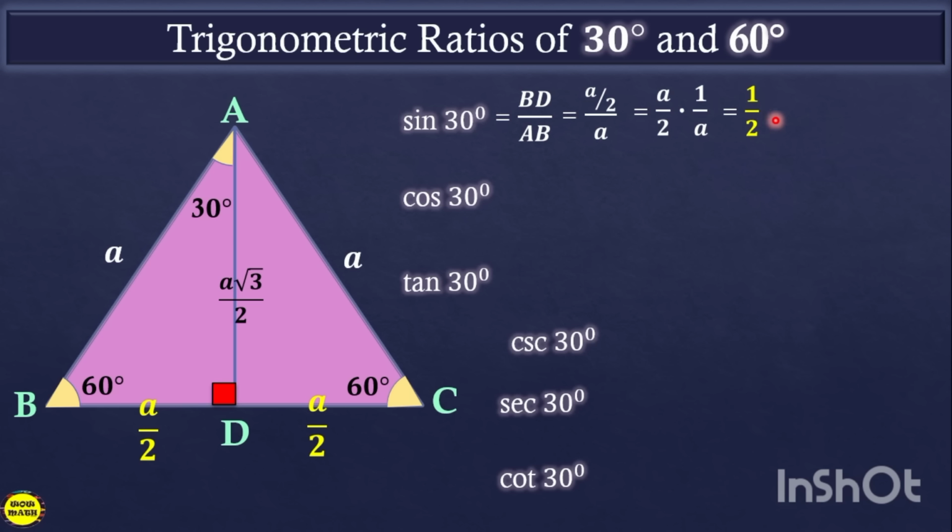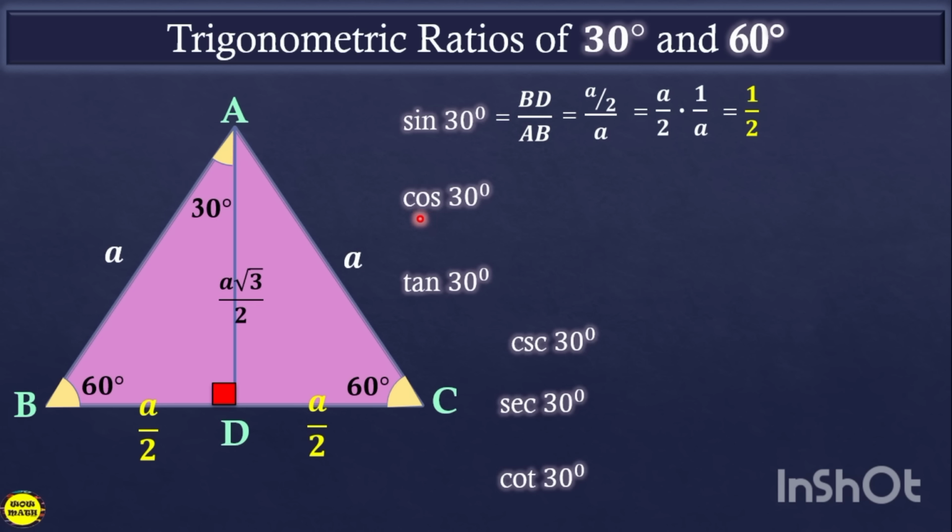Okay? Tatandaan po yun. Kailangan alam po natin kasi magagamit po natin siya mamaya. Na kapag sinabing sine 30 degrees, that is always equivalent to 1 half. Yun agad. Okay? So, dito pinapakita ko lang po kung paano siya naging 1 half. So, parang nagde-derive tayo dito.